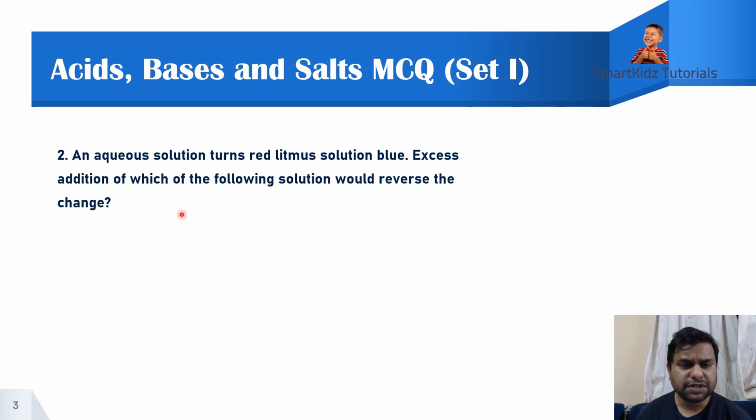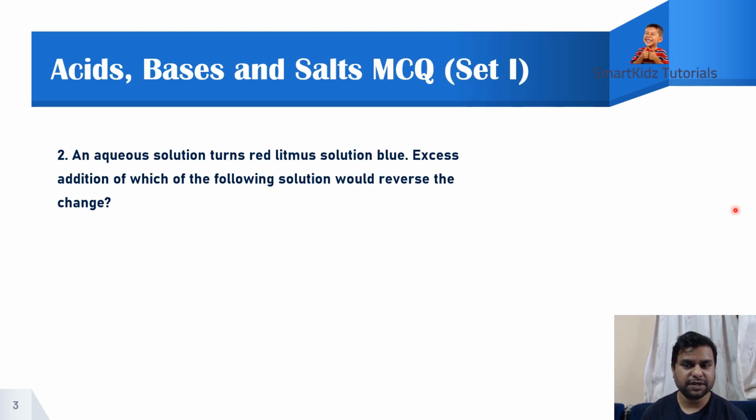An aqueous solution turns red litmus solution blue. Excess addition of which of the following would reverse the change? Red litmus solution is turning blue. That tells you that it's a base. And if you have to reverse that, that means you have to convert it from a base to an acid, which means you'll have to add an acid to that.